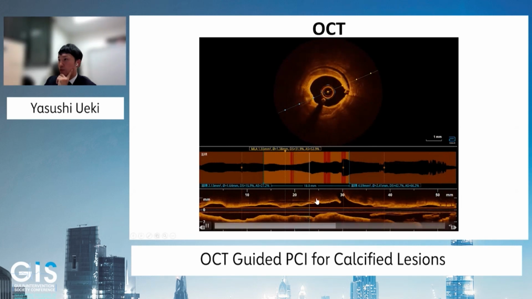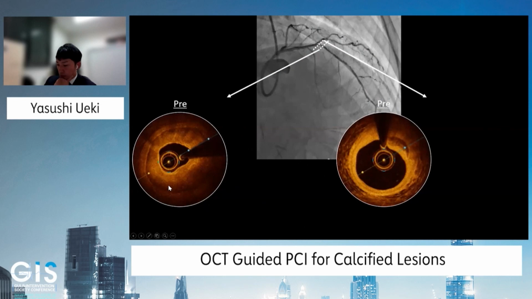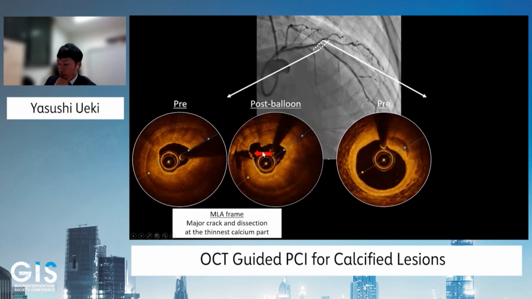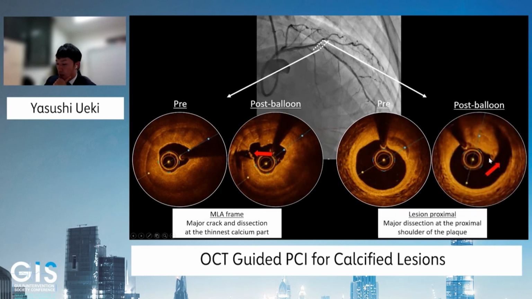Then going proximal, there's also a major dissection at the fibrous plaque. So after predilatation, we made a major crack and dissection at the thinnest part of the concentric calcium. And at the proximal part, there is dissection within fibrous plaque. So based on these findings, we expected that the stent would be expanded adequately.